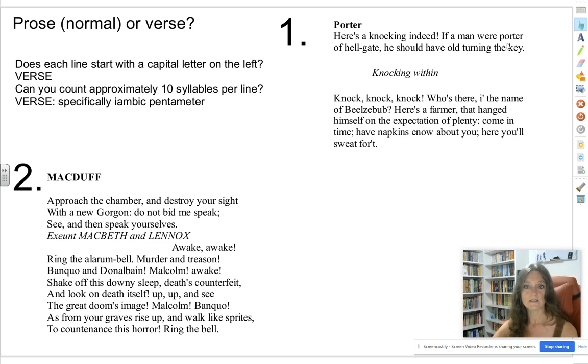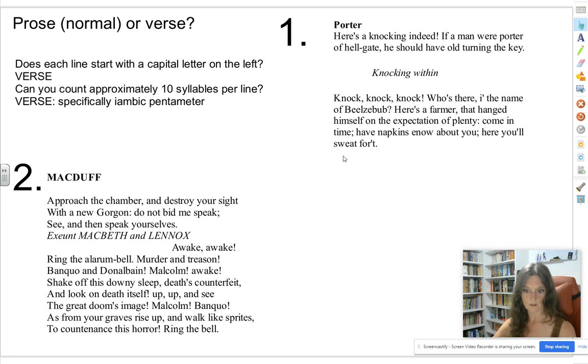Here's a knocking indeed. If a man were porter of Hell Gate, he should have old turning the key. Knock, knock, knock. Who's there, in the name of Beelzebub? Here's a farmer that hanged himself on the expectation of plenty. Come in time, have napkins enough about you. Here you'll sweat for it.